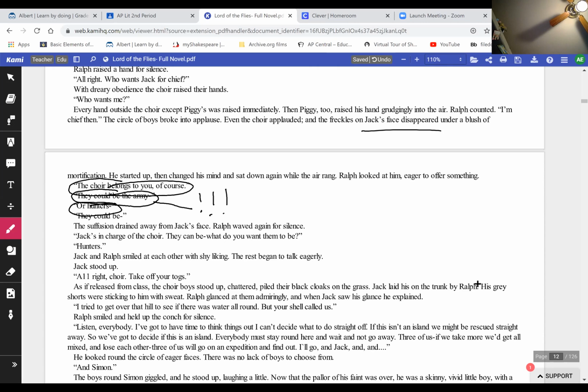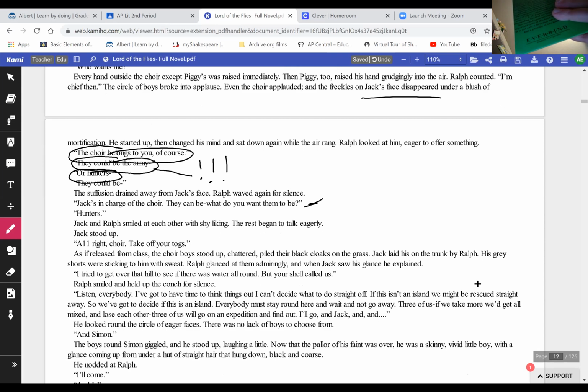But again, it kind of gets brushed over. But again, there should have been an alarm bell that went off in Ralph's head. And I think it kind of did, but by then it's too late. I mean, at that point, it's too late. And the choir is basically 100% loyal to Jack. So, you know, it never should have happened, but it did.